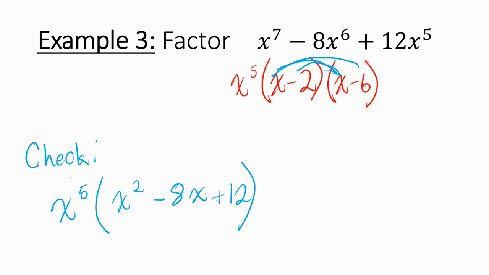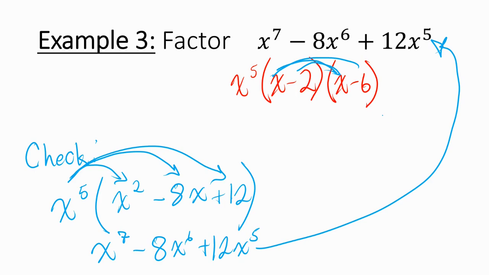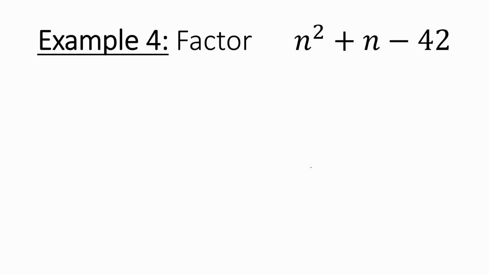All right, and then I'm going to go ahead and I'm going to distribute this x to the 5th to each of these terms. And good, we got this original polynomial. So that means that this answer was right. Last one, we have to factor this polynomial. Do you see a common factor that we can pull out of each term?